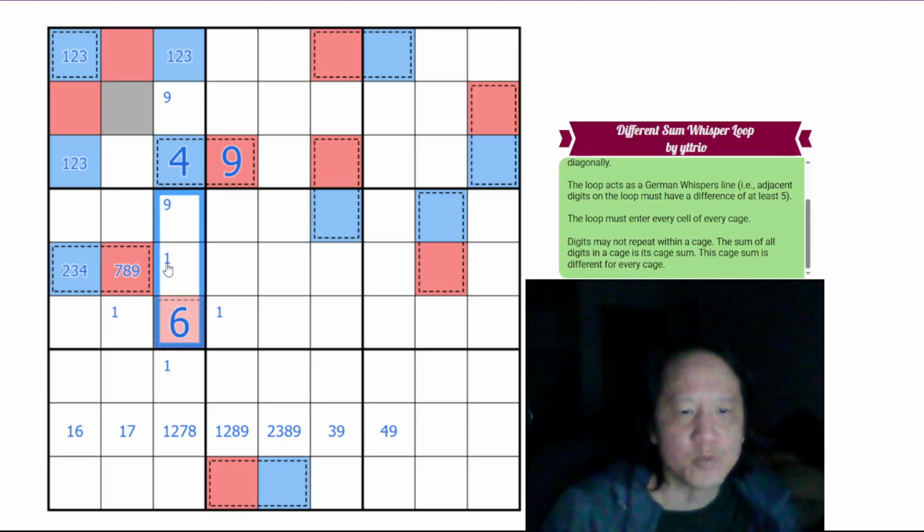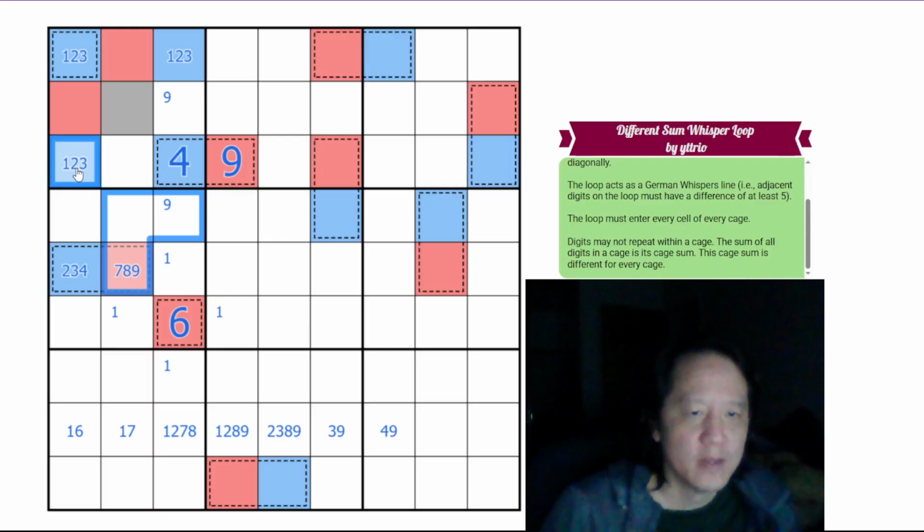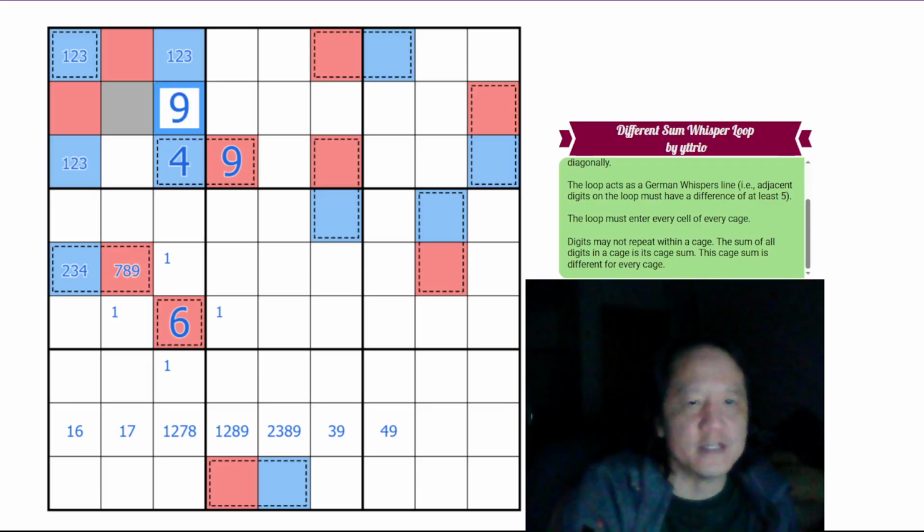But if it goes this way, that's 3 cells that are on the loop. This cell shares an edge with 3 cells that are on the loop, which is not allowed. If it goes this way, then you have problems here, right? And then this must go this way, and then these will touch diagonally. That's not allowed. So this cannot go this way. This has to go this way and is 9.